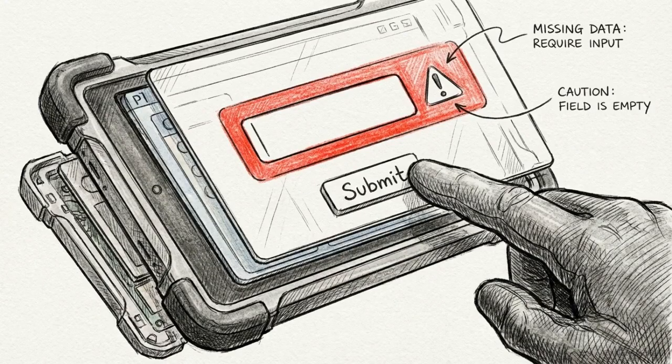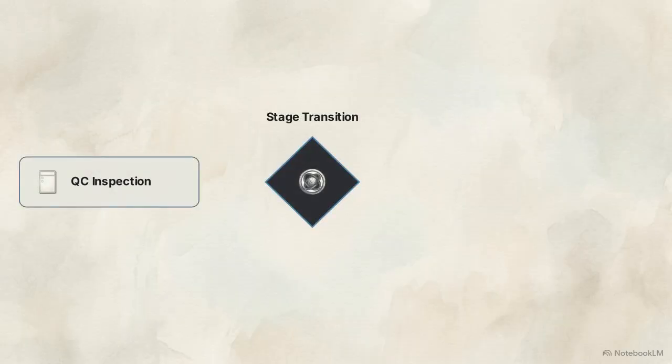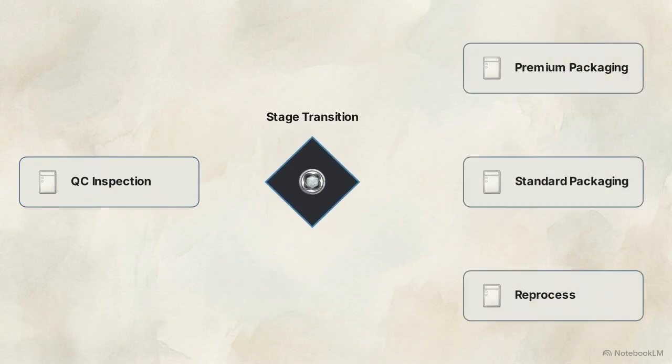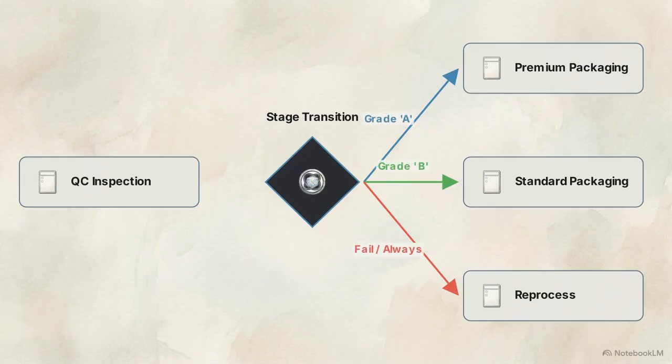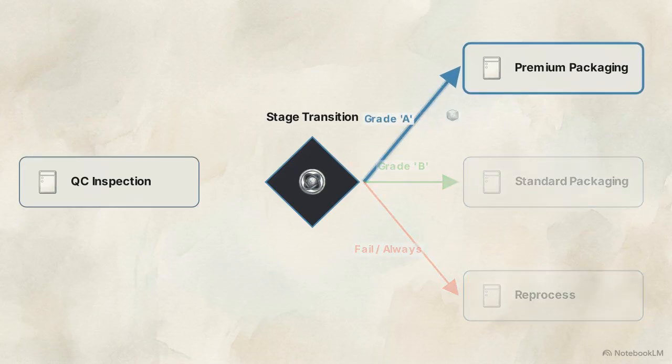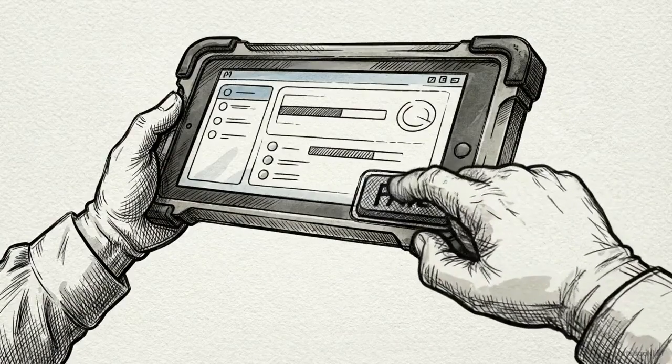By adapting the interface on the fly, the system prevents bad data and missing information from entering the database in the first place. This diagram shows what happens immediately after an operator submits that data. We call this Layer 2, or stage transitions. Notice how a single QC inspection node branches out into 3 different routing paths depending on the exact grade of the product. Consider a specific scenario on the floor.